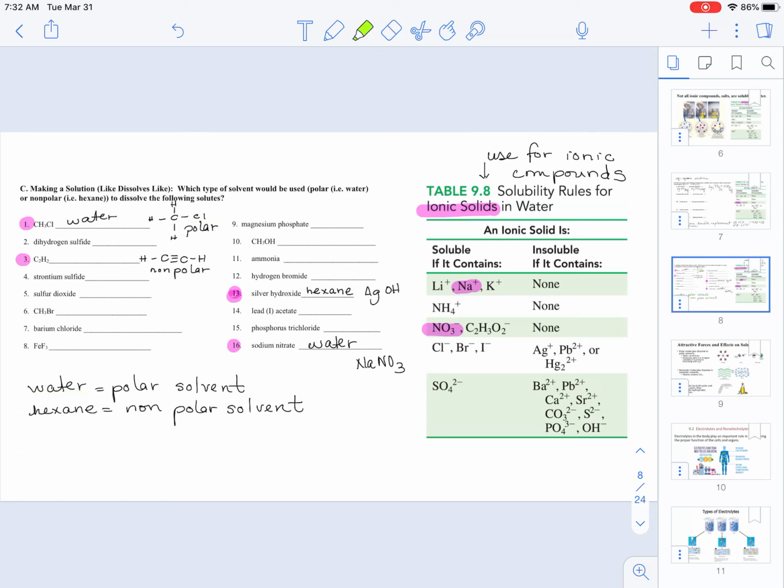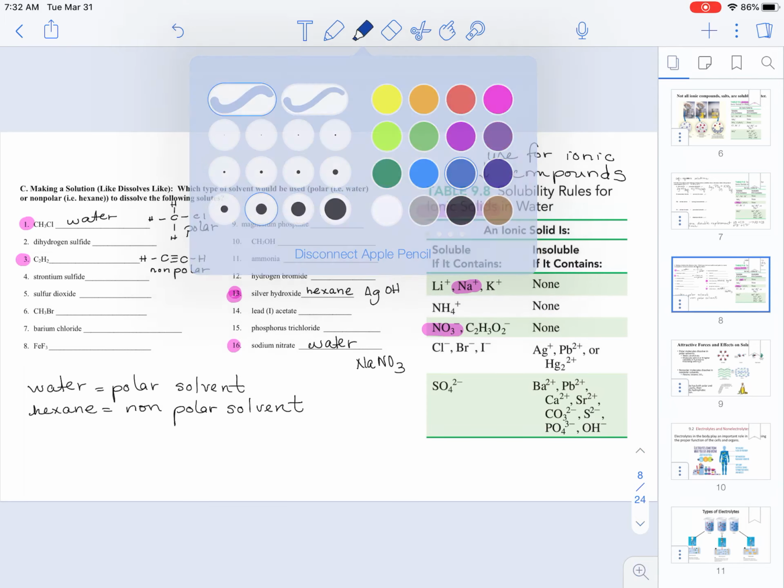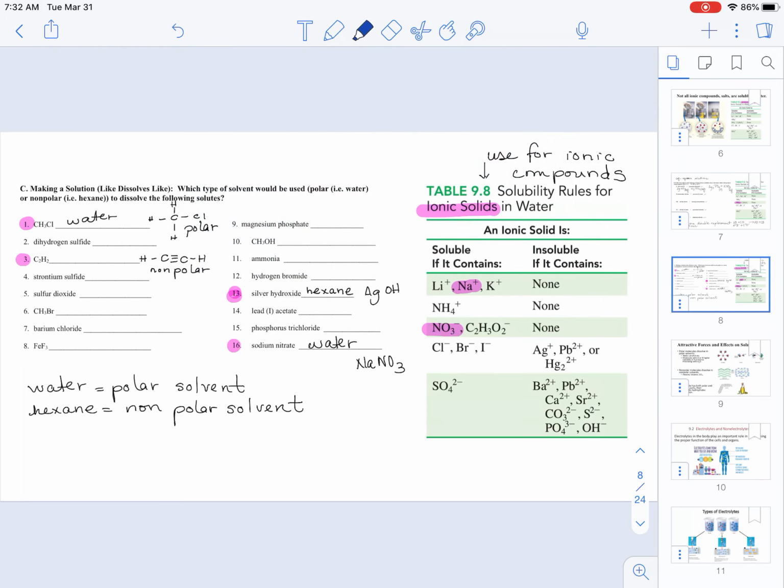Now, if we look at the molecule C2H2, because the molecule is nonpolar, then it needs a nonpolar solvent, like hexane, in order to make a solution. So the answer for number 3 is hexane. Okay? So as I mentioned before, the rest of the answers for the worksheet are going to be posted in a separate file for this worksheet. Okay, so it's going to be posted on Canvas.